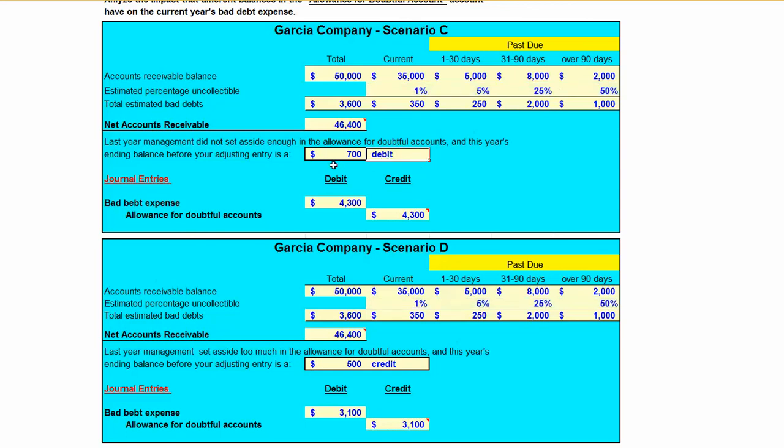A debit balance of $700 indicates that management didn't set aside enough last year in the allowance for doubtful accounts. So the current year's expense, $4,300, will be higher than our estimated uncollectible accounts related to the current year's receivables. On the other hand, if management set aside more than enough and was overly pessimistic last year and set aside too big of an allowance, and there's a credit balance remaining, then the current year expense of $3,100 is less than the estimated allowance related to current year's sales.